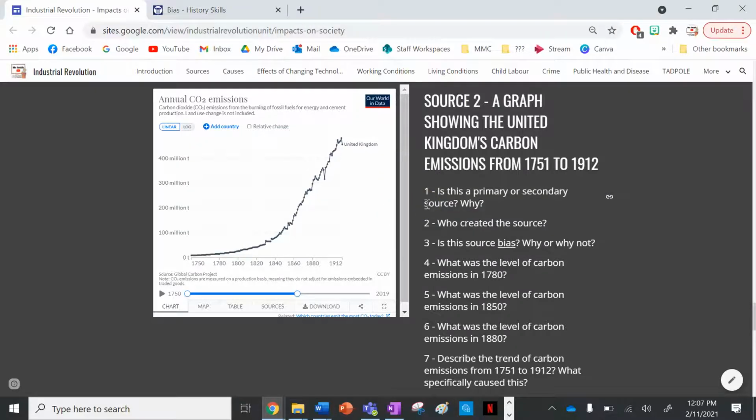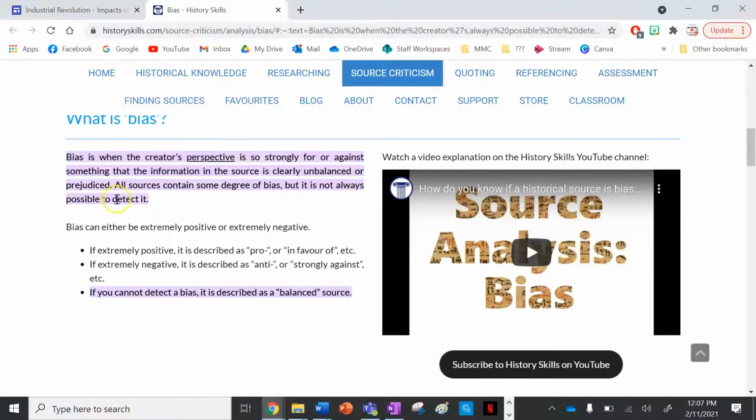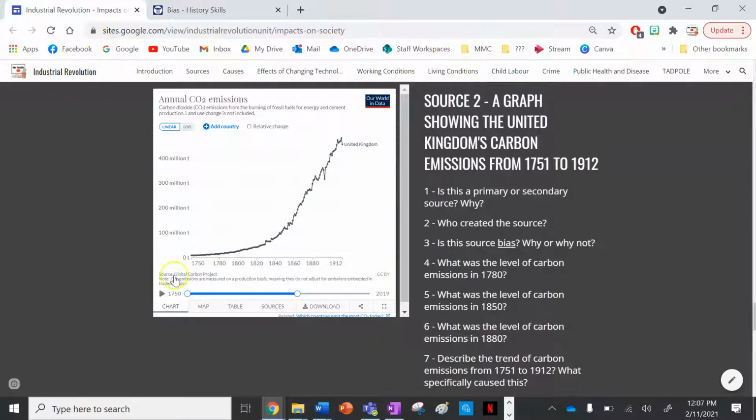It doesn't have any real emotive language in it. And it says here that all sources have a little bit of bias, even a tiny bit. So this one is made by the Global Carbon Project. Of course, they're going to want to look at the dramatic rates of CO2 emissions, but this is a balanced source. So it's not very biased at all.